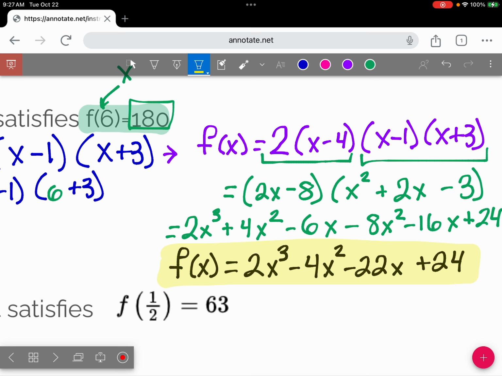Okay? We're going to do the same thing with part B here. We're given zeros. I've given an example point, and we're going to do that again.